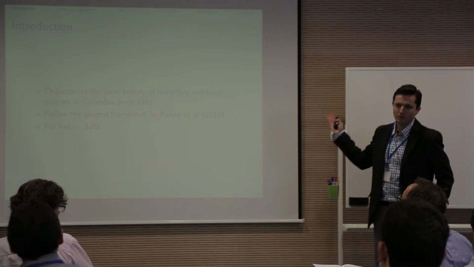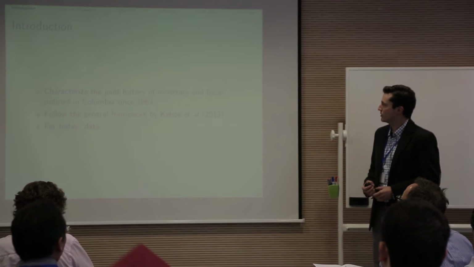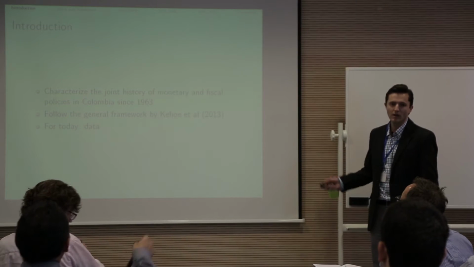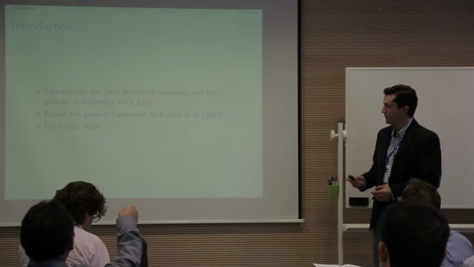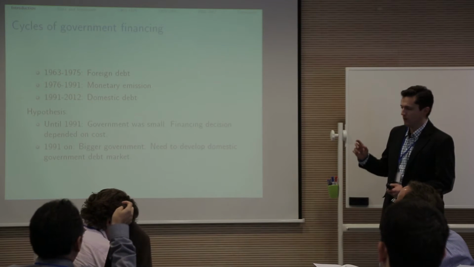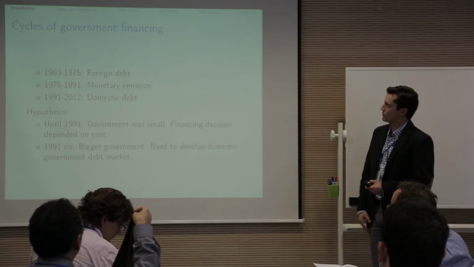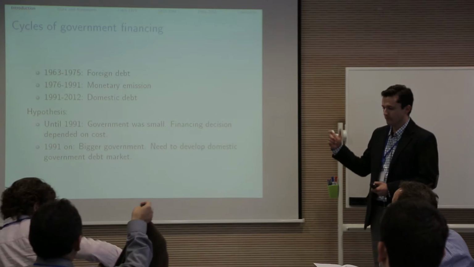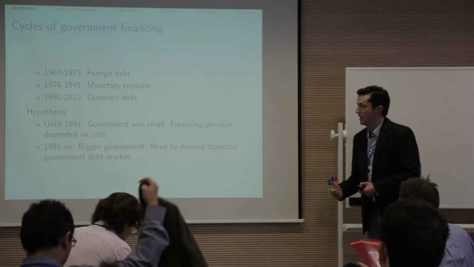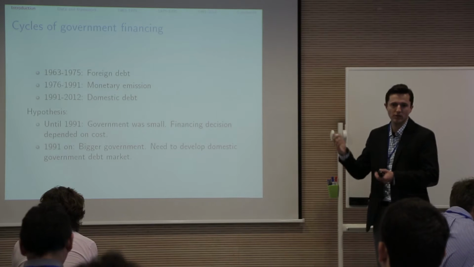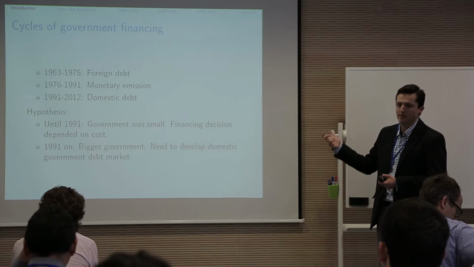So in this project, we'll analyze the history of the monetary and fiscal policy in Colombia, following the general framework. And I'm going to show what we found in data so far. So what we found, we identified three cycles of government financing. In the first cycle, the government finances deficit mainly through foreign debt. In the second cycle, mainly through monetary emission, so seigniorage. And in the last cycle, through domestic debt.